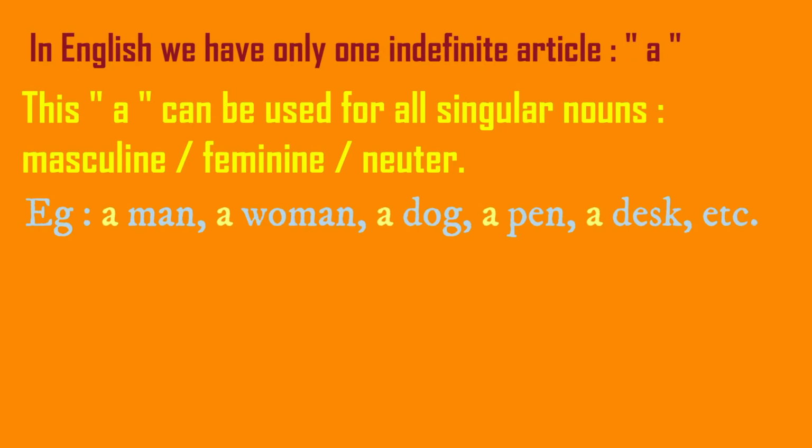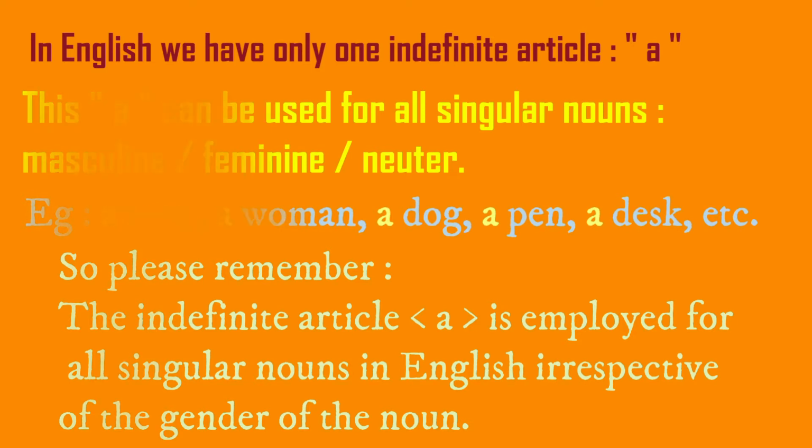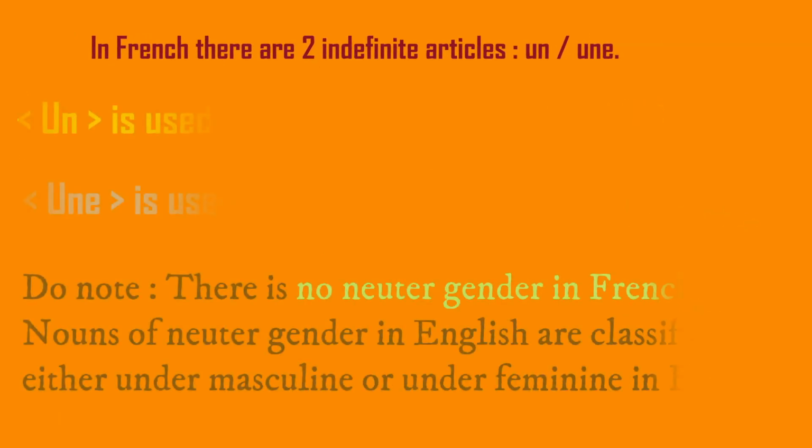In English, we have only one indefinite article, a. This a can be used for all singular nouns irrespective of the gender. It's a man, a woman, a dog, a pen, a desk, a computer, a house, a playground, a teacher. Every singular noun you can use a.